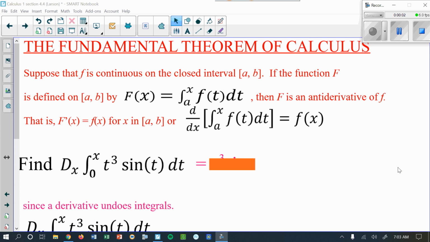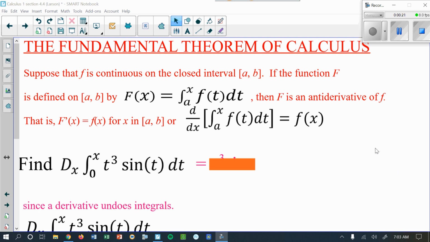So now we're going to look at the second part of the fundamental theorem of calculus. We looked at the first part, basically finding the area underneath the curve, and if you want to do that, you do your antiderivative, and then evaluate it from b back to a.